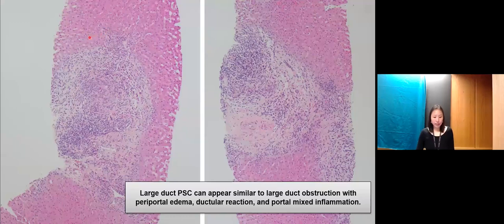So this is an example of someone with PSC. So here you can see features that are very consistent with a large duct obstruction. So you can see the periportal, the portal edema, the mixed inflammatory infiltrate, some element of a ductal reaction. And so this was the manifestation in someone who had a large duct PSC, someone who on MRCP had clear evidence of a large duct stricture, which lends itself well to this histologic manifestation of a large duct obstructive type morphology.